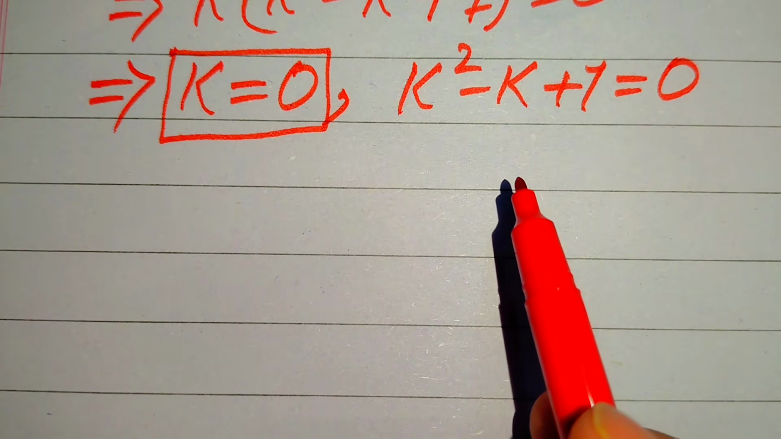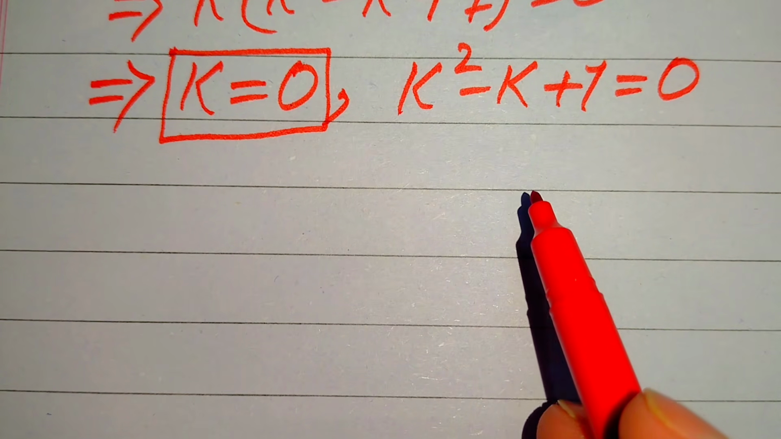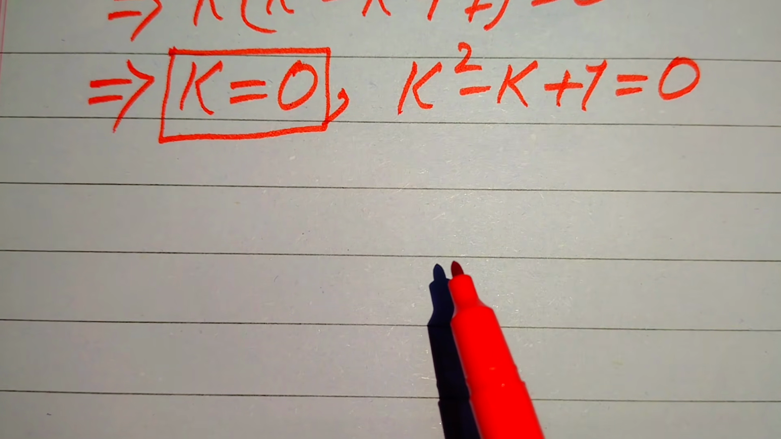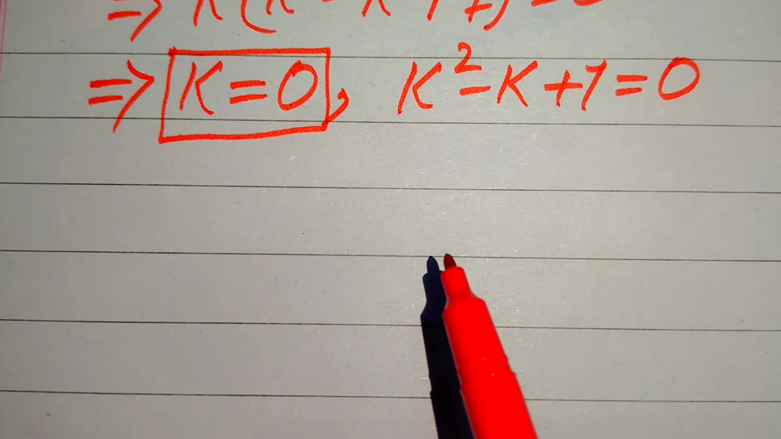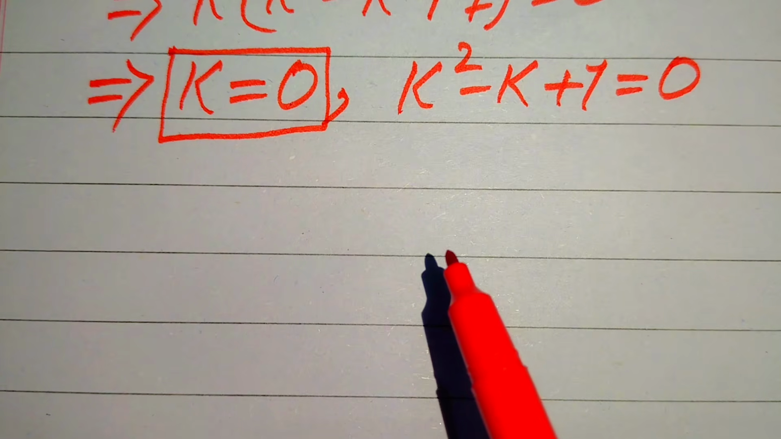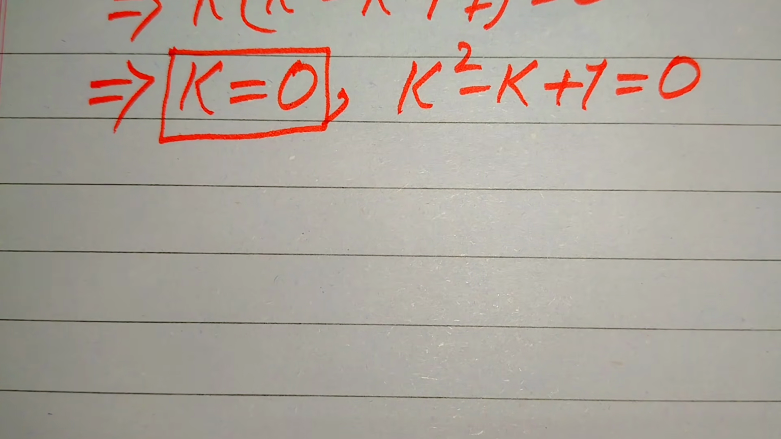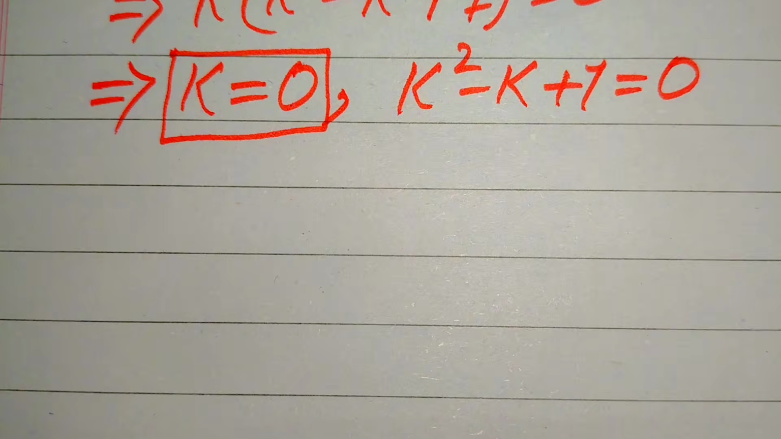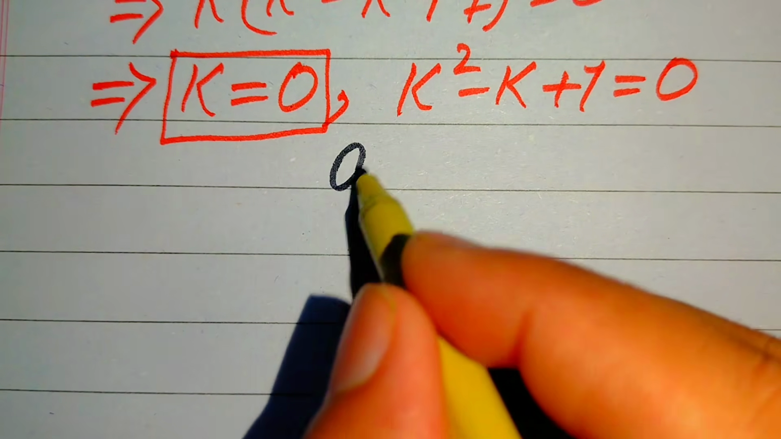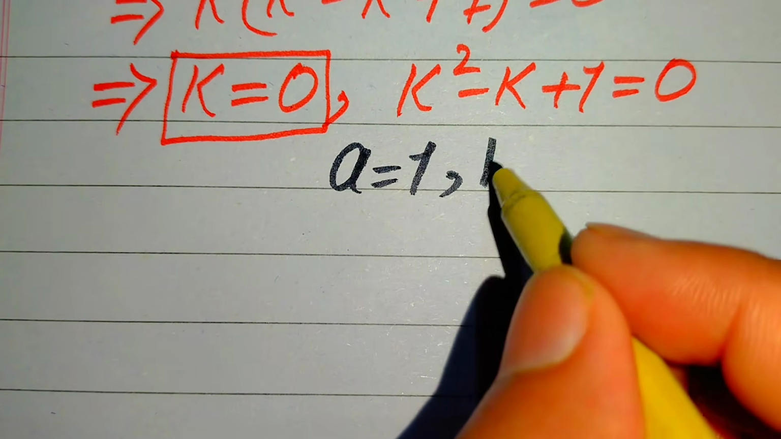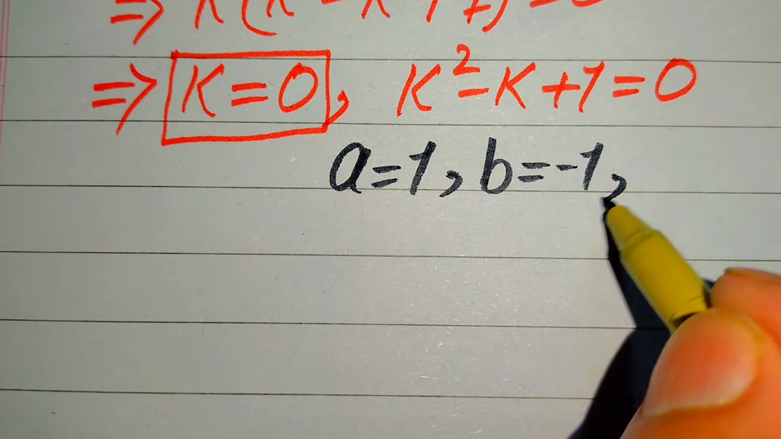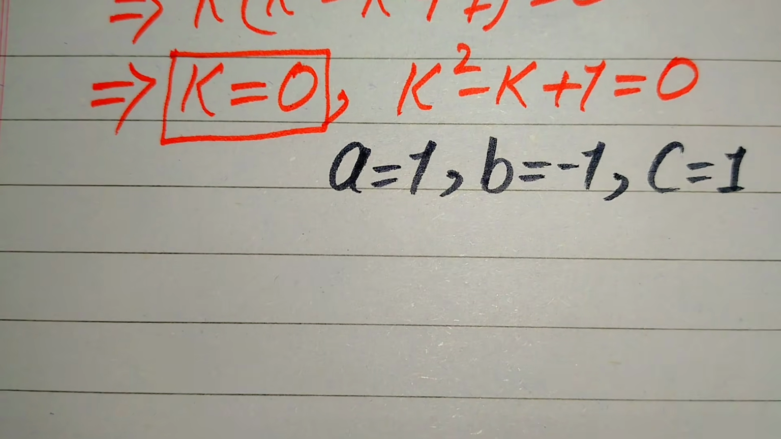And now you see that this is a quadratic equation, and we know that there are three methods to solve a quadratic equation. The first method is the factorization method, the second one is the completing the square method, and the third one is by applying the quadratic formula. So here we use the quadratic formula to solve this quadratic equation. And for this, first we write the coefficients of this equation: a is equal to 1, b is equal to minus 1, and c is equal to plus 1.